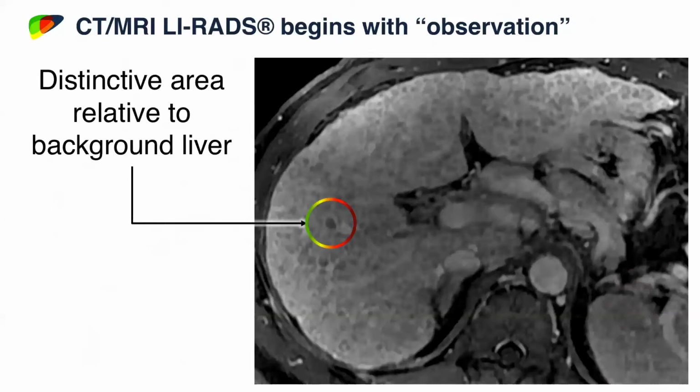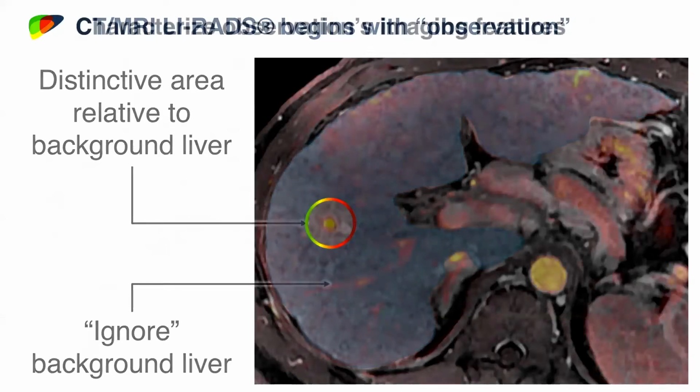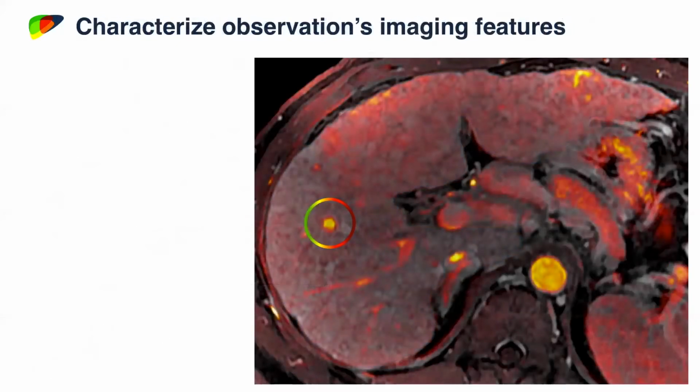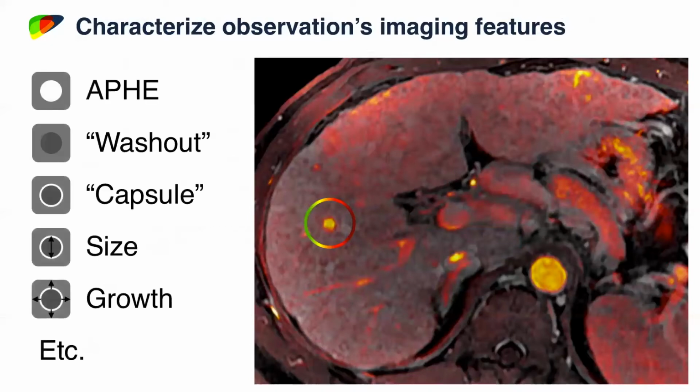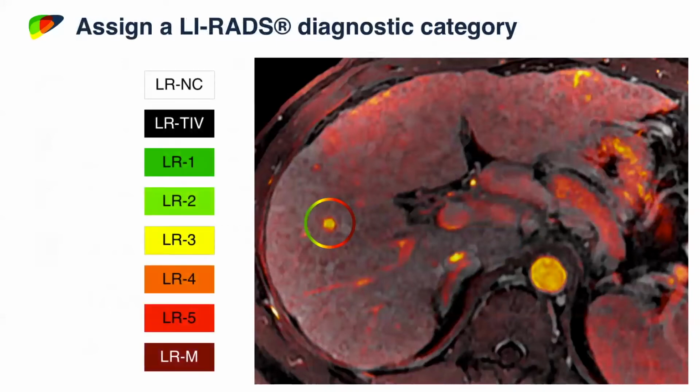Once we've seen the observation, we basically ignore the background liver, and we now focus in on that observation and try to characterize it by looking at the observation's imaging features. So we look at imaging features such as AFI, washout, capsule, size, growth, etc. And based on these various imaging features and combinations of features, we then assign a LI-RADS diagnostic category that includes LRNC, LRTIV, LR1 through 5, and LRM.